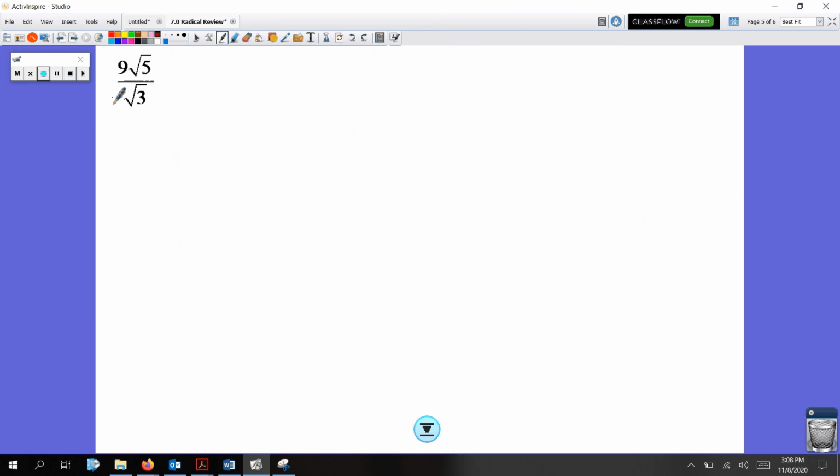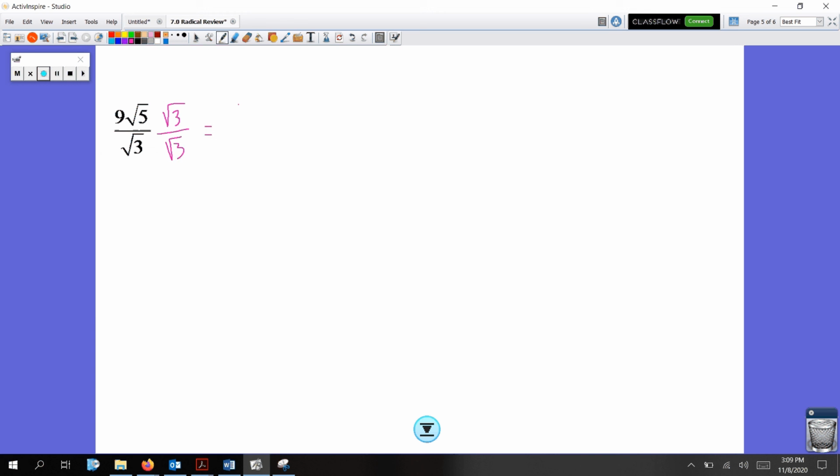All right, here we go. Now I have 9 root 5 over root 3. Well, what am I going to do? I'm going to rationalize the denominator. How am I going to do that? I'm going to multiply by 1 in a funky way. It's going to look like this, right? Root 3 over root 3. Right, when we multiply by 1, we're just giving this a makeover so that we can manipulate it to do what we need it to do, right? I need to rationalize the denominator.